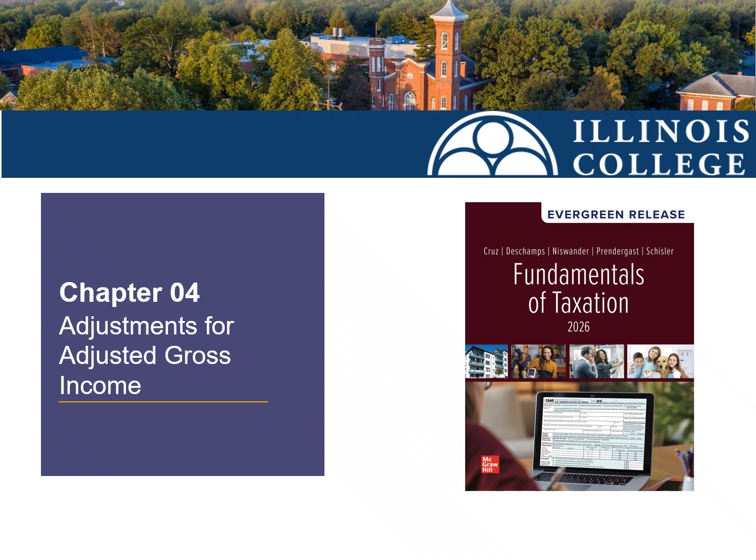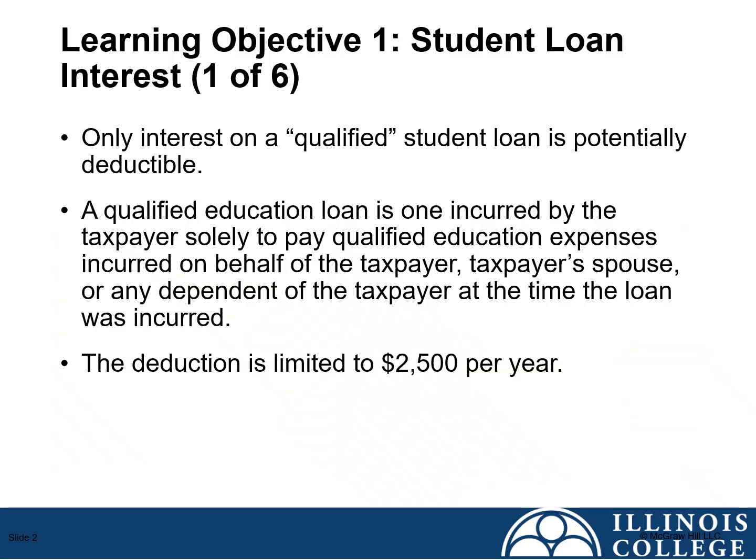So as we go through this chapter, I want you to keep that in mind. We're not just learning about individual deductions, we're learning how these deductions fit into the overall structure of the tax system. In this video, I want to focus on two of the more common adjustments. The first one being the student loan interest deduction, and then the second one being health savings account contributions, or HSAs. So let's start with the student loan interest deduction.